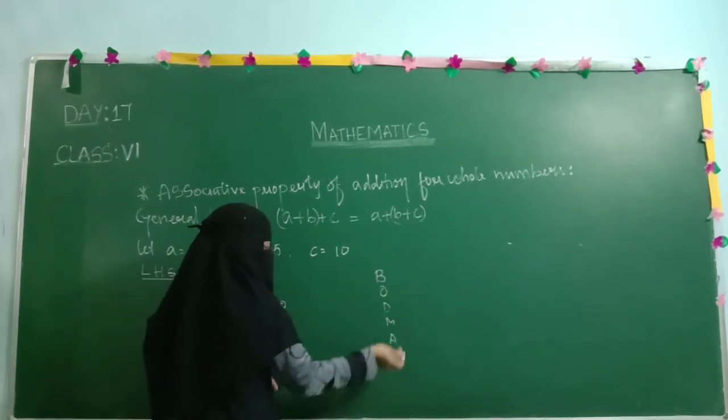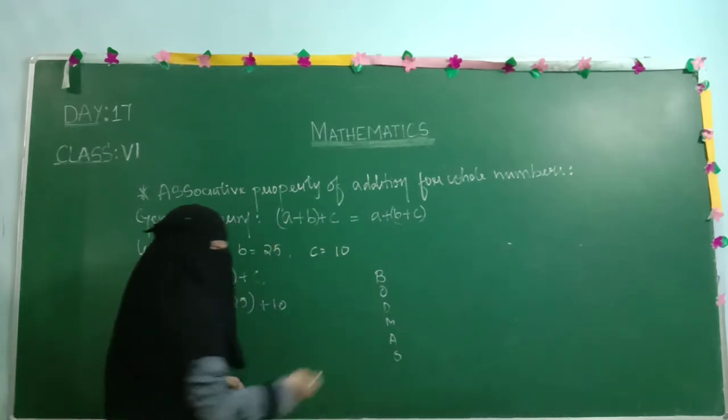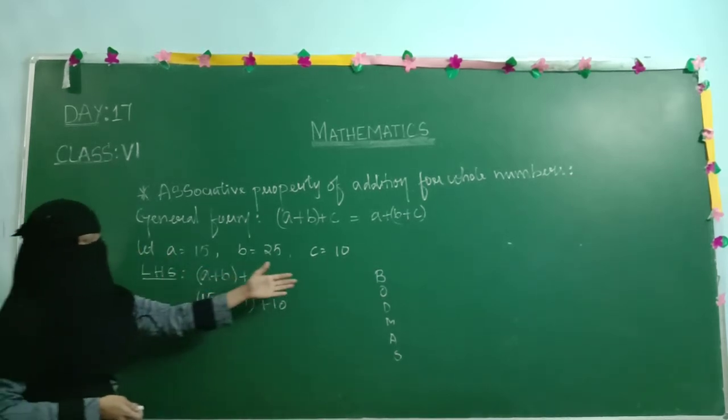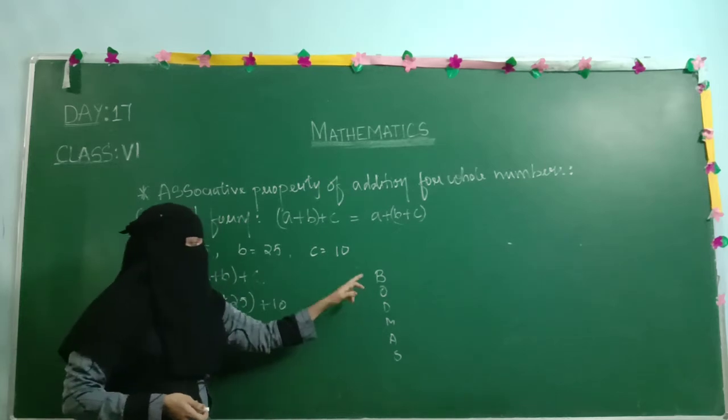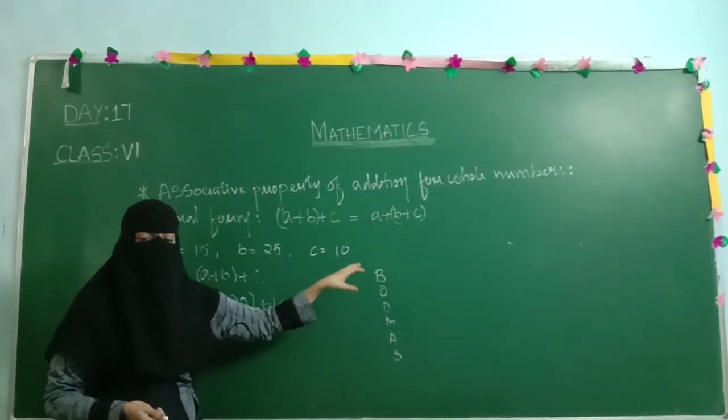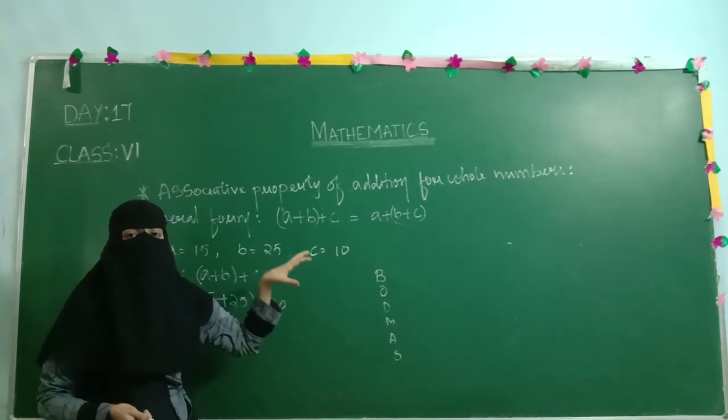Okay, brackets, division, multiplication, addition, subtraction. This is the way we need to give priority to the terms and operations present in the expression. We need to go according to this, the BODMAS rule. First we need B, which stands for brackets. It means first we need to solve the terms which are present within the brackets.